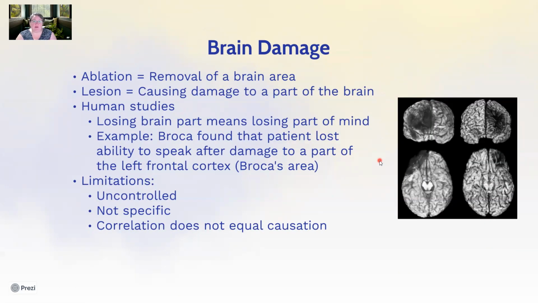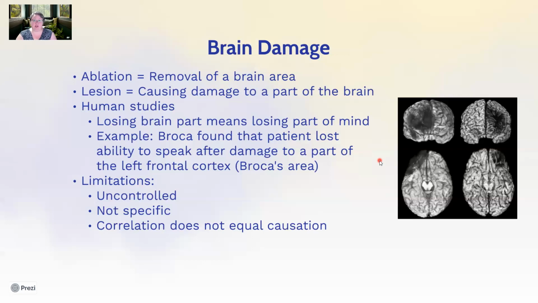Let's start with brain damage. The text highlights that there's a difference between ablation and lesion. Ablation is the actual removal of a brain area, and a lesion is actually causing damage to a part of the brain, but not necessarily surgically removing it. Sometimes surgeons will elect to do a lesion over an ablation because the lesion may be easier to do than the ablation.